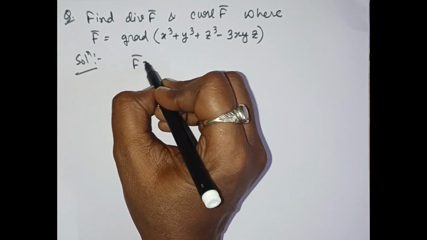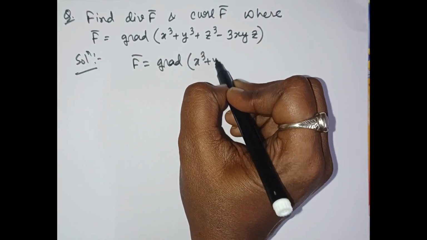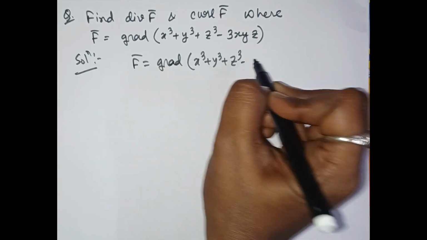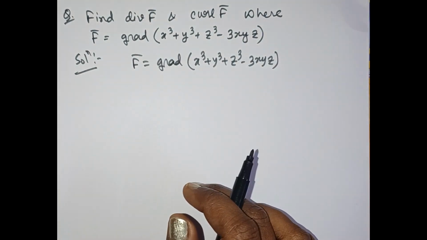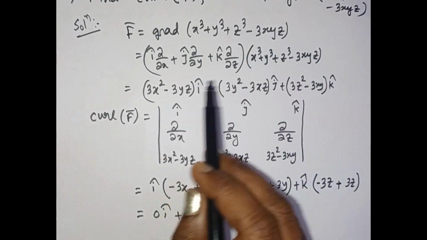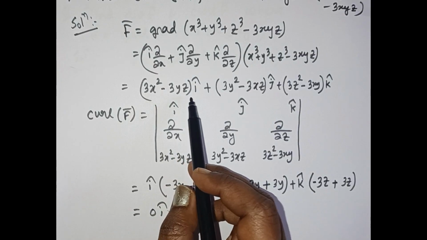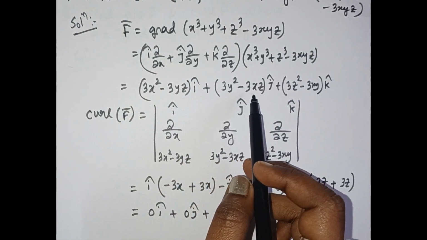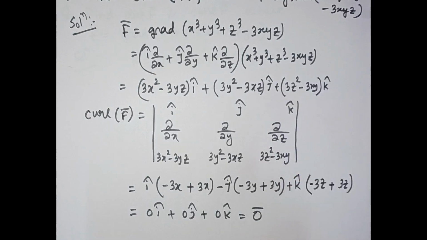And f equal to grad of x cube plus y cube plus z cube minus 3xyz. Since I already solved this question previously, I knew what f is. So f is the grad of this function: 3x square minus 3yz i, plus 3y square minus 3xz j, plus 3z square minus 3xy k.